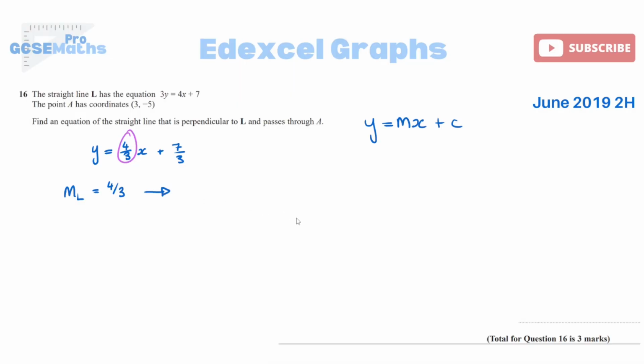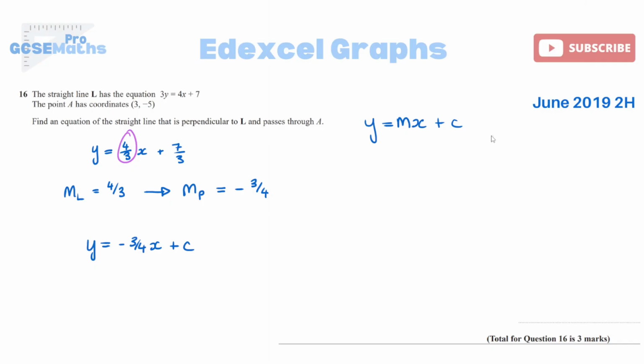In order to find the perpendicular gradient, so let's call it P, I need to do the negative reciprocal. So first of all, it's already positive, so I need to make it negative. And the reciprocal is where you flip the fraction upside down, so 3/4. So now I have my gradient for the perpendicular line. Let's write that in. Negative 3/4 x.